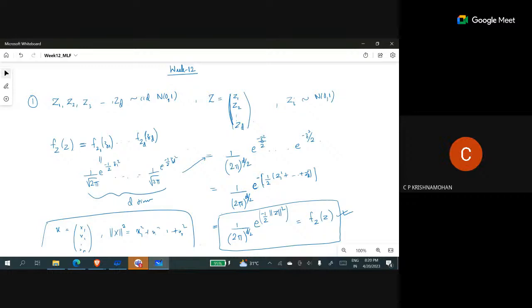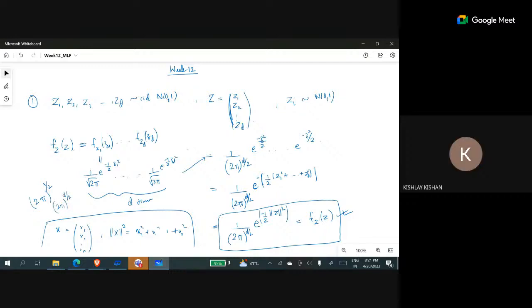Yes, ma'am, I've got that, but I'm not getting the 2 pi raised to d by 2 in the denominator. This denominator is what? You are multiplying this d times. So 2 pi is basically 2 pi to the power 1 by 2. You multiply d times, what will you get? You will get 2 pi to the power d by 2.